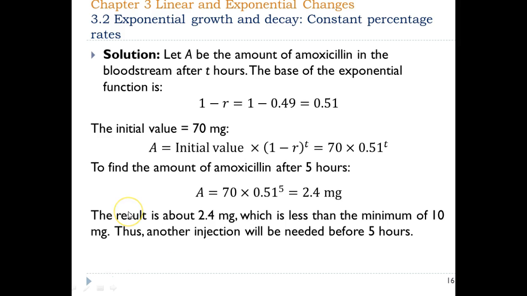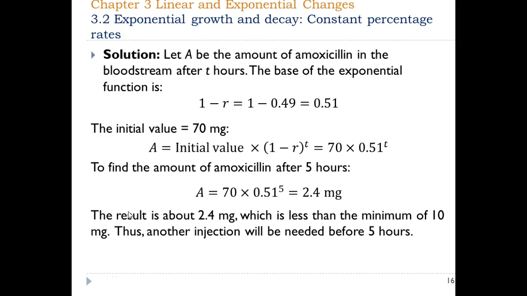Solution. Let A be the amount of amoxicillin in the bloodstream after t hours. The base of the exponential function is 1 minus r, which is equal to 51/100. The initial value is 70 milligrams. We just plug this into the formula. We'll get 70 times 51/100 to the power of t.